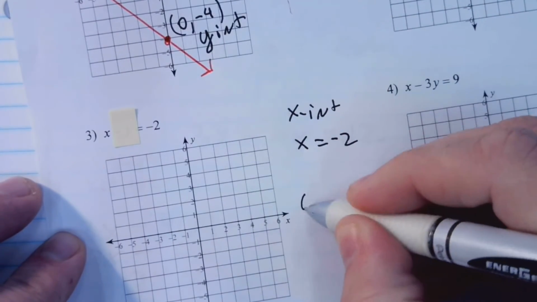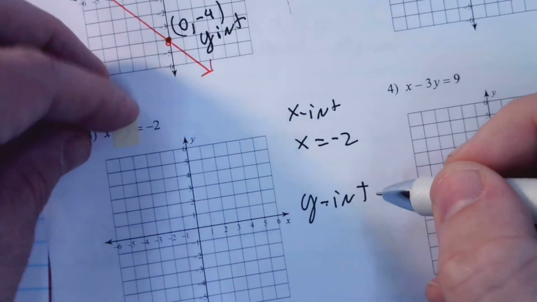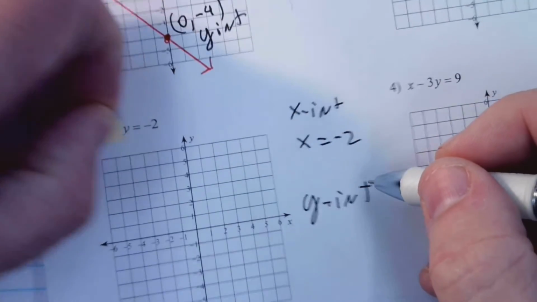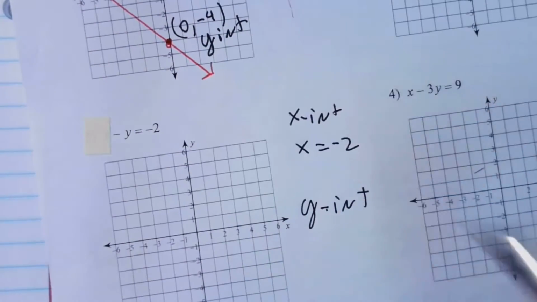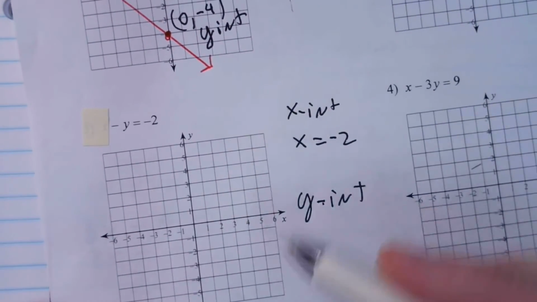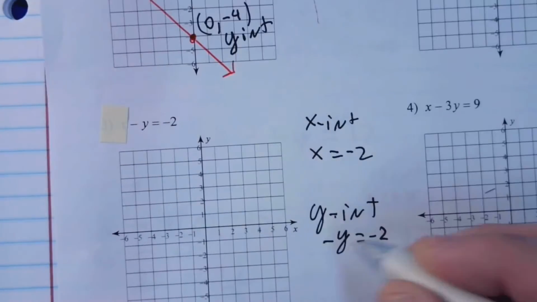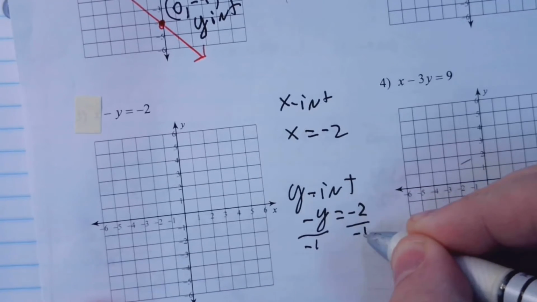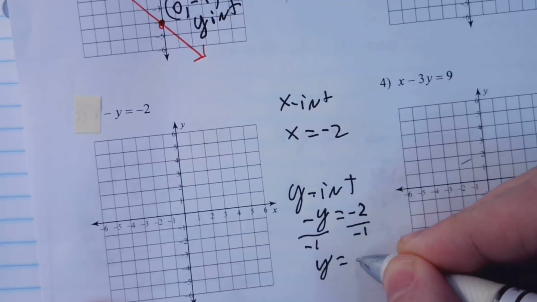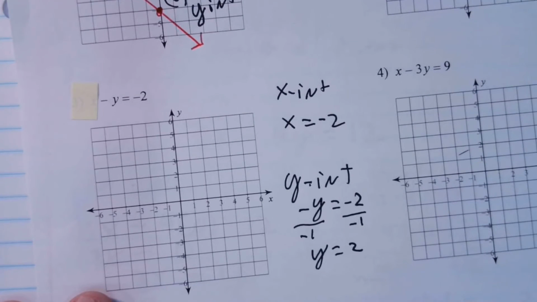How do we do with the y-intercept? Cover up the x. Don't cover up that minus sign though. Well, that's going to take a little bit of work, right? What do you do to both sides to get rid of that negative? Okay, can we graph this now?